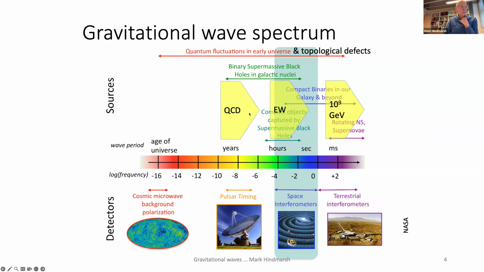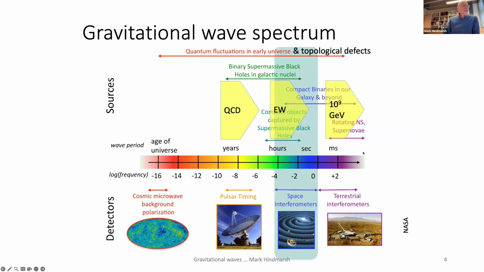how quickly the transition happened. In fact, the period of the waves is more closely related to the time it took for the transition. But that can, of course, be no longer than the age of the universe at that time. So electroweak translates to wave periods of many minutes, perhaps up to hours.